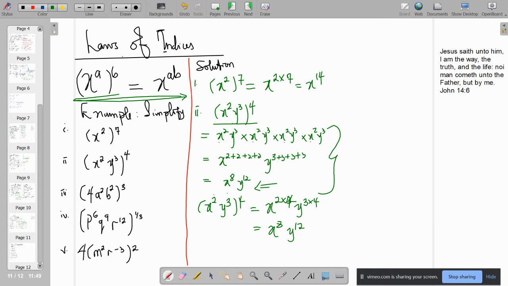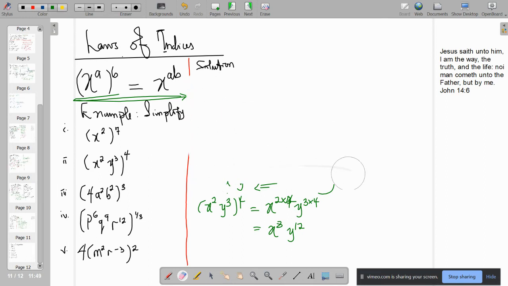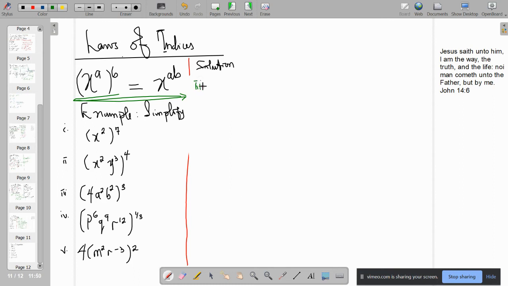Next, we move to number 3. But for me to look at number 3, let me just clean this. So for number 3, we have 4 a raised to power 2, b raised to power 2, all raised to power 3. So just like the previous example in number 2, this time around we have a number, so it's also going to share this power 3 here, following this principle that we have here. So this is going to be 4 raised to power 3, a raised to power 2 times 3, b raised to power 2 times 3.